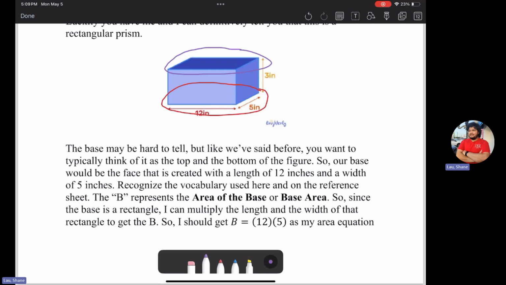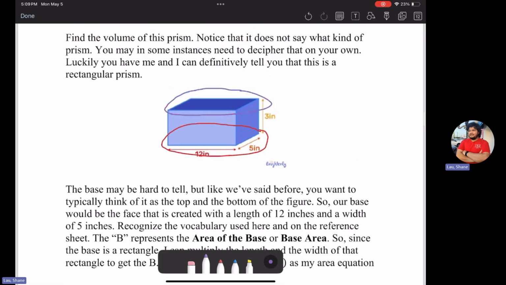I will also go back a little bit here. I do say find the volume of this prism and do not say what the prism is. Sometimes you will have to decipher what the prism is first and identify what kind of prism it is in order to move on and actually solve it. So if it says find the volume of this prism and the base that you see is a triangle, that's obviously a triangular prism. You need to figure that out for your own sake, though.